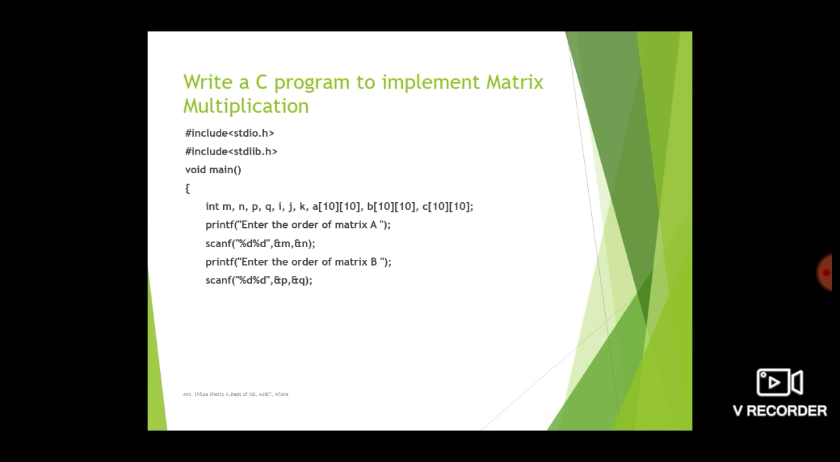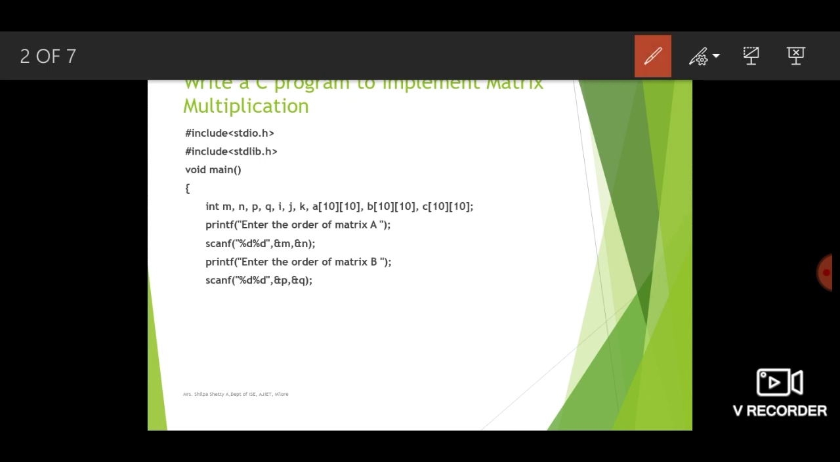First, here we have int m, n representing the order of matrix A, p, q representing the order of matrix B, a[10][10] representing matrix A, b[10][10] representing matrix B, and c[10][10] which is the product of matrix A and B. Then we have three variables here, i, j and k. These variables are used for the for loop. These are loop variables used in the for loop.